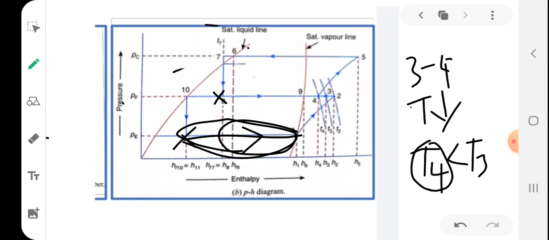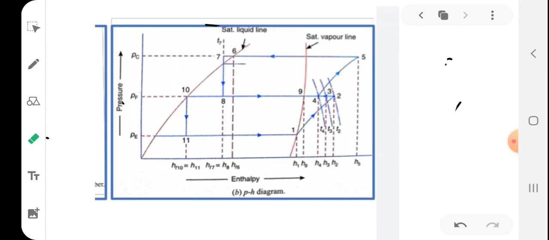So flash chamber is a device which separates the refrigerant mixture, the refrigerant liquid-vapor mixture coming from the expander valve 1, into vapor and liquid. So that is the purpose of the flash chamber. Hope you have understood the idea of flash chamber. Okay.